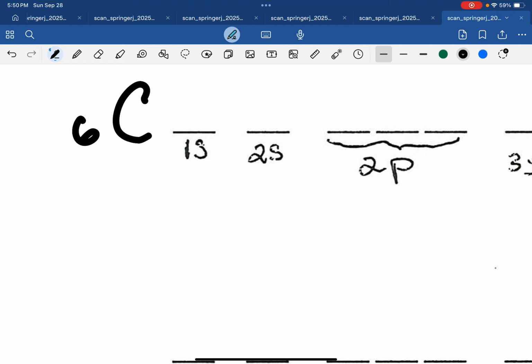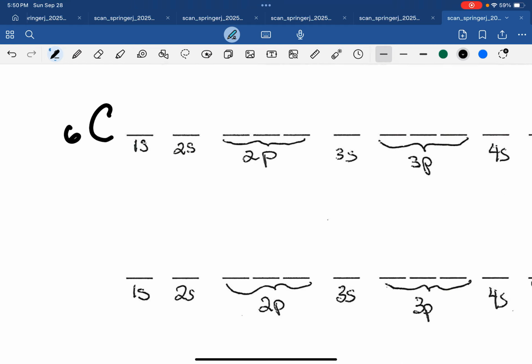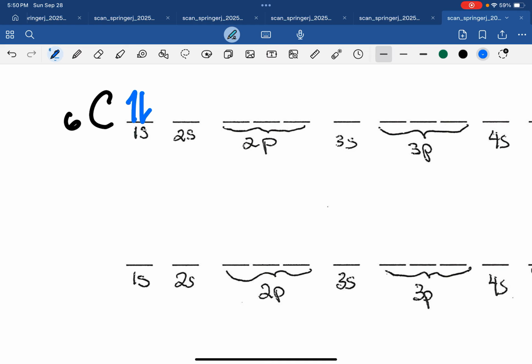Carbon has 6 electrons. Well, it's got 6 protons, so I assume it has 6 electrons, right? I'm going to start here with 1s. There's 1. There's 2. We have finished 1s. We can now go on to 2s. Remember, we start at the lowest level possible. If there's a spot, we put it in there.